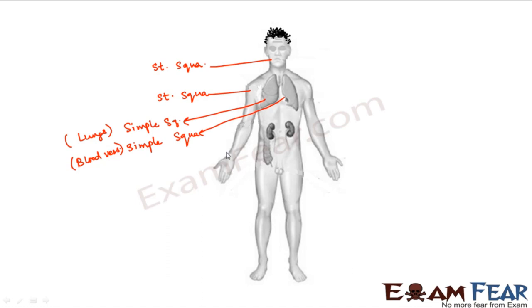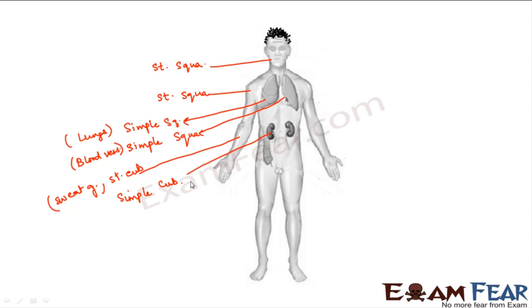Now simple cuboidal, where do we have simple cuboidal? We have it in the lining of kidney tubules. Where else? We also have it in the glands. Where do we have stratified cuboidal? Stratified cuboidal is present in the sweat glands. So sweat glands will have stratified cuboidal.